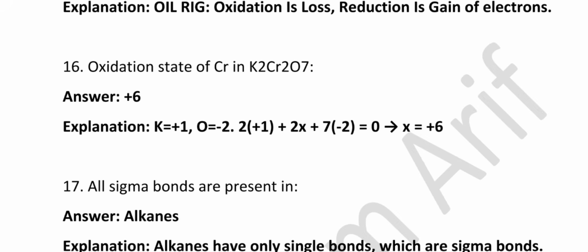Oxidation state of chromium in K2Cr2O7. Its oxidation state is +6, and you have to memorize this concept very sharply because this is the most repeated concept of KMU-CAT.